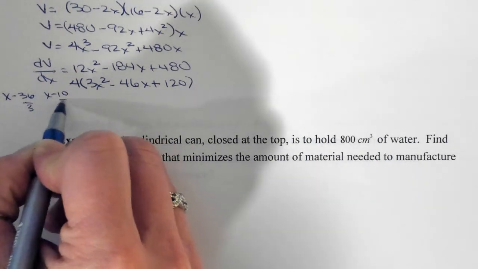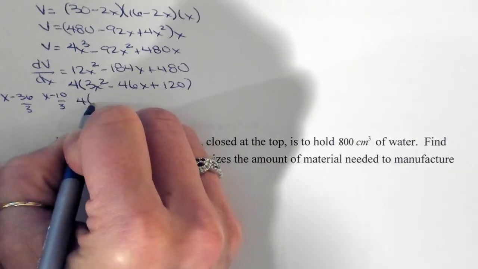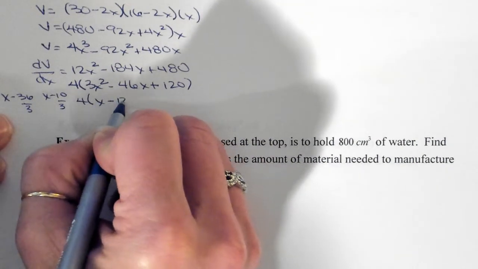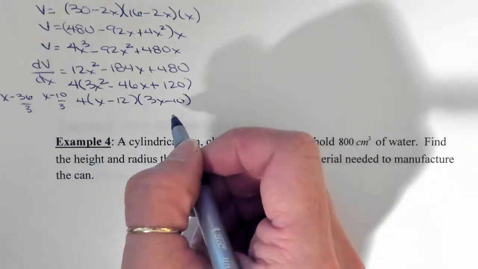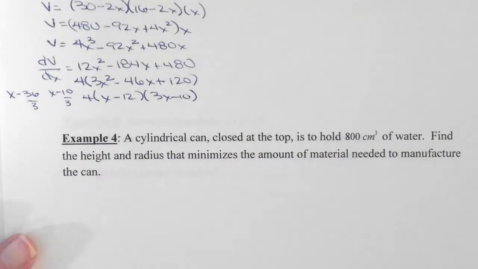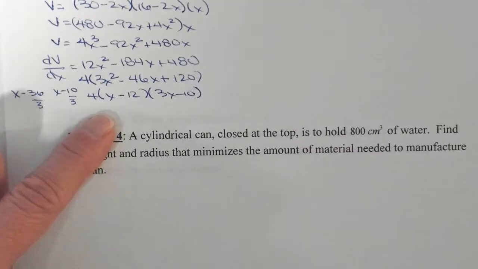Divide by 3. Okay. So this is 4 times x minus 12 and 3x minus 10. Okay, this is my derivative. Finally. Okay, it takes work. You have to do it.